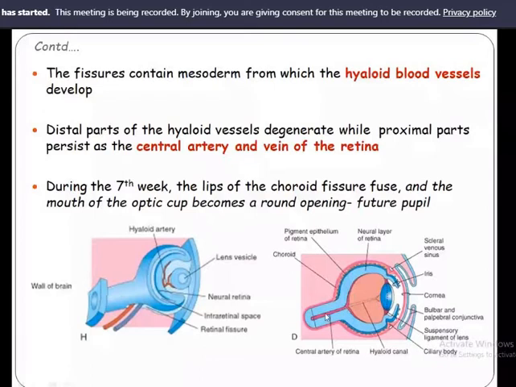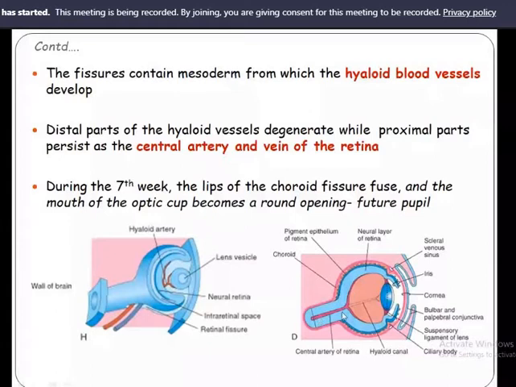Now the central artery and the vein of the retina. Okay. Now inside the optic nerve, have you seen the artery, that is the central artery and the vein of the retina? Yes, the central artery and the vein of the retina is present within the optic nerve, inside. So this is the same thing. This is the central artery of the retina, which is developed from the hyaloid artery and the vein.